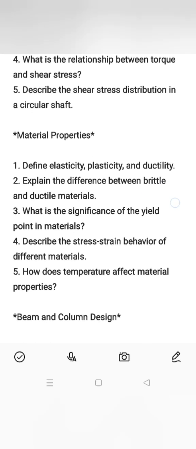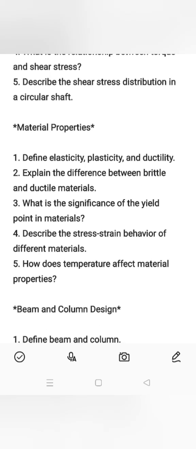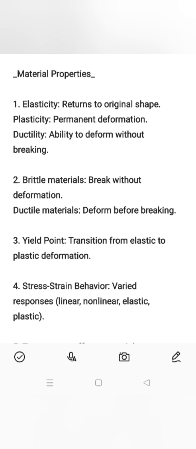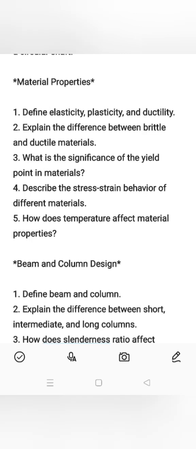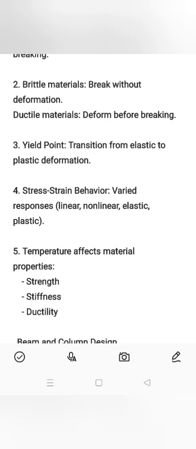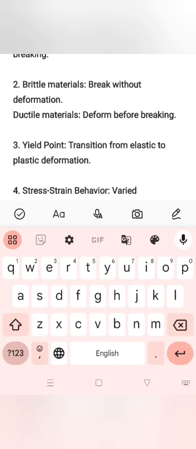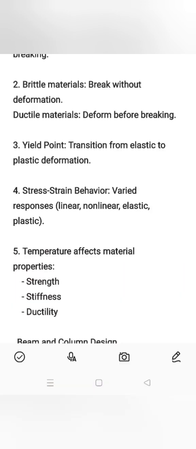Now the next topic is material properties. Define elasticity, plasticity and ductility. Elasticity is returning to original shape, plasticity is permanent deformation, ductility is the ability to deform without breaking. Explain the difference between brittle and ductile material. Brittle material breaks without deformation. Ductile material deforms before breaking.